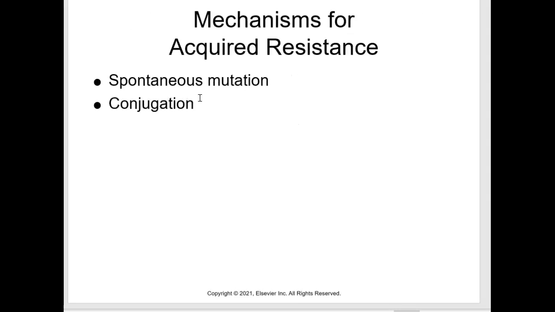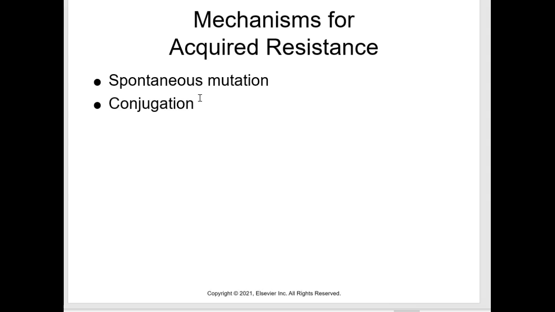Oop, I skipped my slide. There we go. All right, mechanisms by which the resistance is acquired. We can have spontaneous mutation. Spontaneous mutations produce random changes in a bacteria's DNA. The result is a gradual increase in resistance. First, you get the low level, and then with additional mutation, the resistance becomes greater.